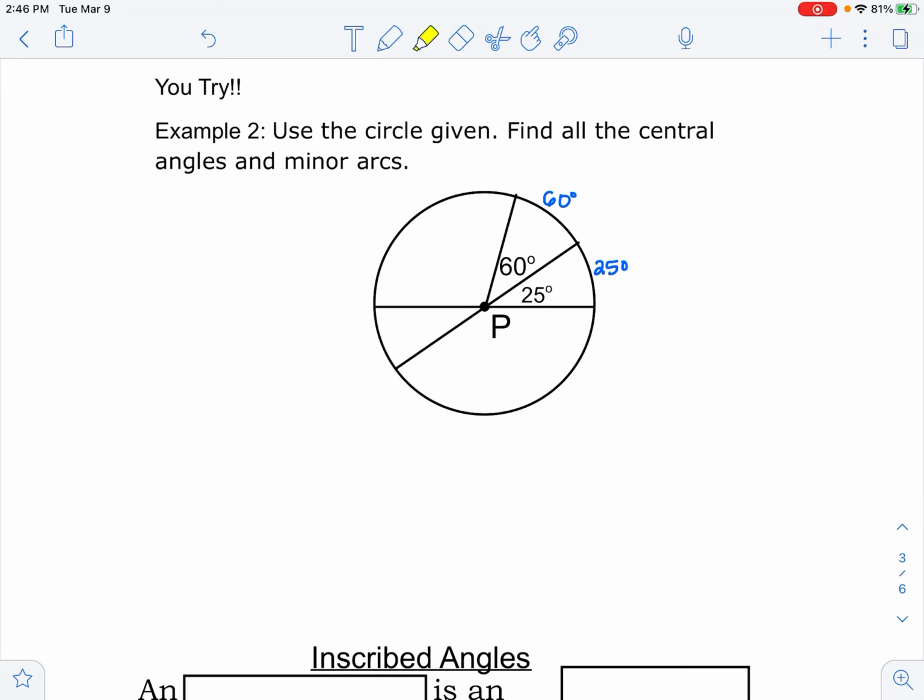So you should have gotten this arc is 60 and this arc is 25. I see a semicircle right here, so these three angles have to add up to 180. So I'm going to figure out what this missing arc is right here, or this missing angle. So I'm going to do 60 plus 25, which is 85, and then 180 minus that, which is 95. So now I know that this angle and arc are 95 degrees.